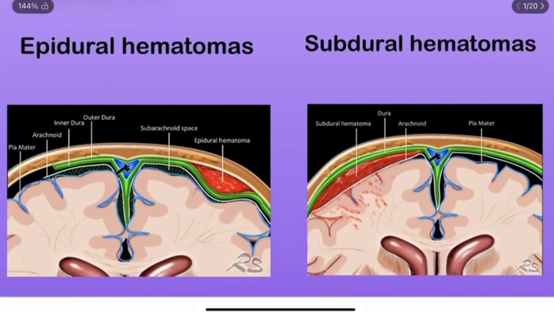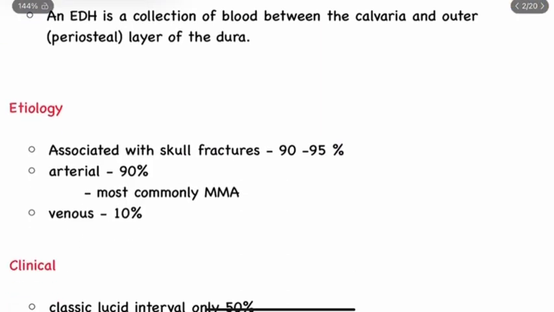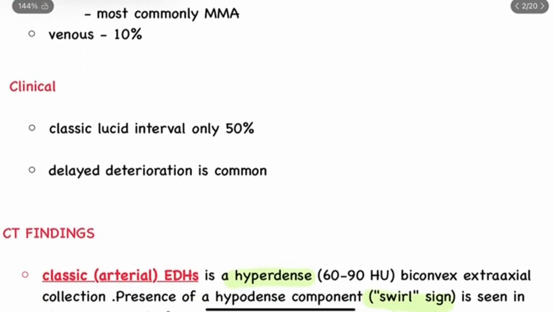Now we will study in detail extradural hematomas. Extradural hematomas are mostly associated with skull fractures. 90% of the time they are arterial, and the most common artery involved is the middle meningeal artery. But in 10% of cases they can also be venous. The clinical course involves the classic lucid interval only in 50% of the patients, and there can be delayed deterioration also.